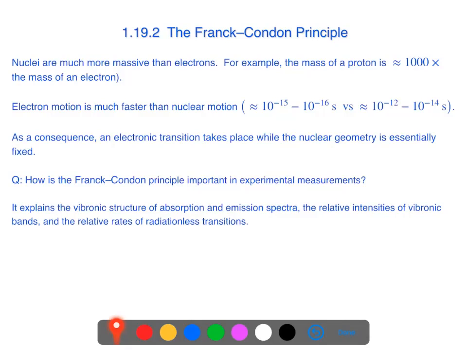So one question we will address in this section is, how is the Franck-Condon principle important in experimental measurements? And what I hope to show you is that it helps to explain vibronic structure of absorption and emission spectra, the relative intensities of vibronic bands, and the relative rates of radiationless transitions.